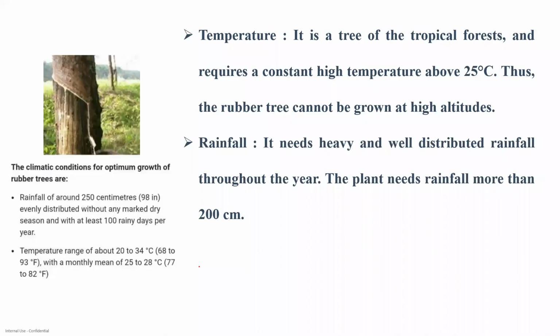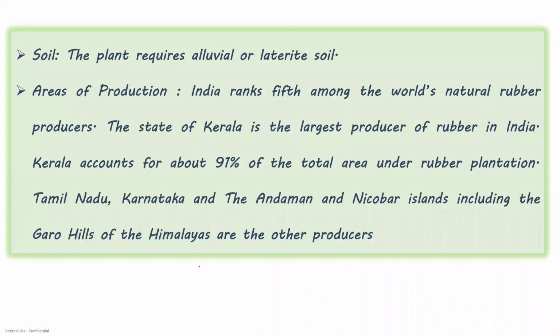Okay, these points are once again given over here. It's being repeated so that you don't forget. Temperature: it is a tree of the tropical forest and requires constant high temperature. Thus, rubber tree cannot be grown in the high altitudes. Why? Because in high altitudes, you know, it is cold. It needs heavy rainfall, well distributed throughout the year, as we were discussing just now. The plant needs more than 200 centimeters of rainfall. Okay. Soil condition: it requires alluvial or laterite soil.